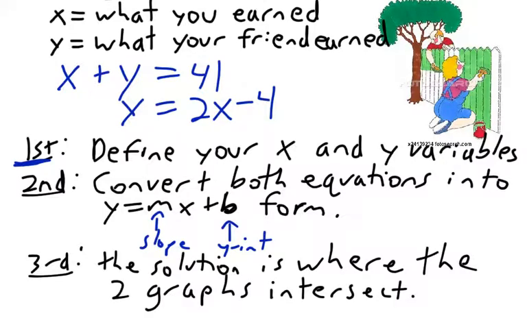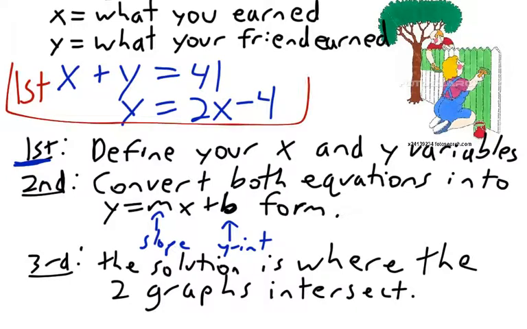All right, now that we have our 3 steps into finding our solution, now we just have to put them into practice. So we've already done step 1 on this question. We defined the variables. So that was done right here. So now we're on step 2. We want to convert both of them into y equals mx plus b form.